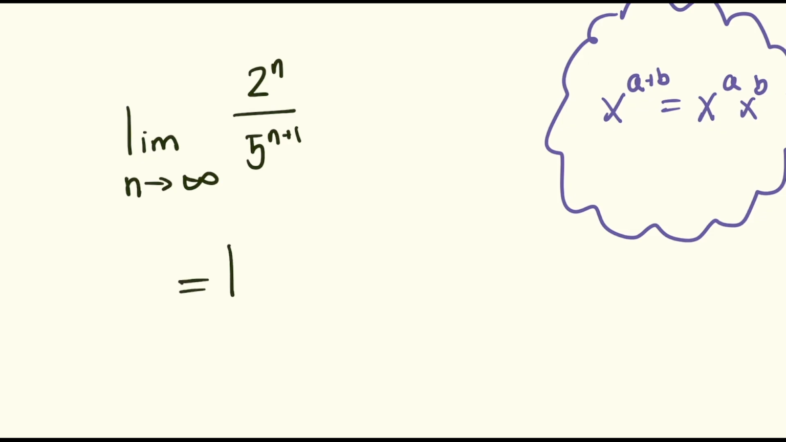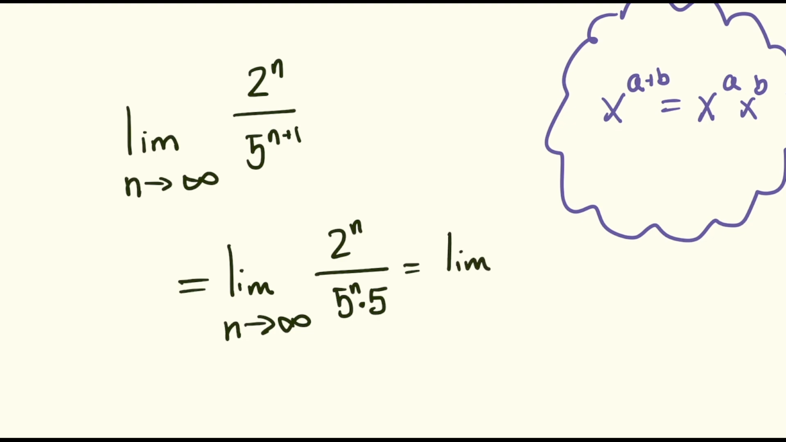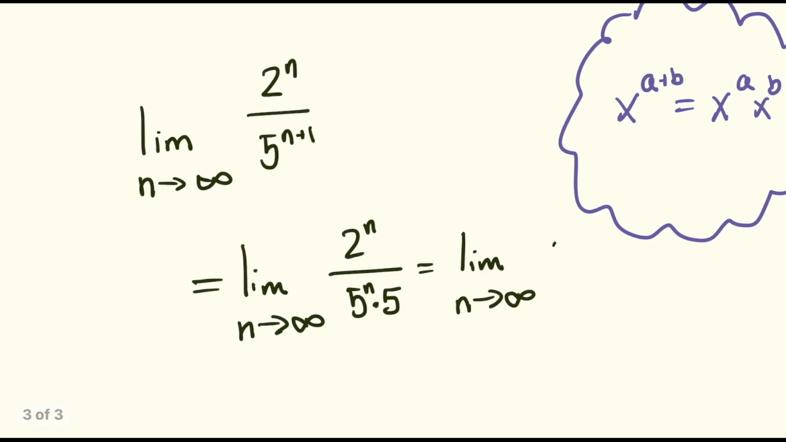We're going to rewrite our limit here. Instead of 2^n over 5^(n+1), we write it as 2^n over 5^n times 5. And we could put the 5 to the first power, but we're just going to leave it as times 5. And then what we're going to do is we can smush our bits together.